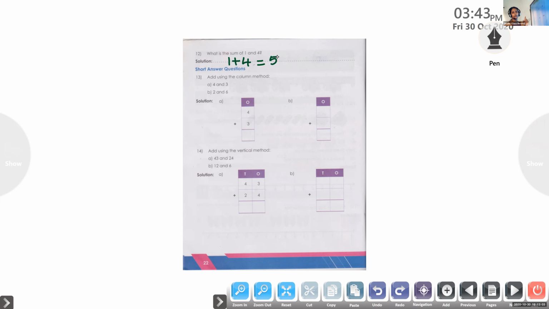4 and 3 both are one-digit numbers. So the place is ones, and below 4 we can see 3. So what is the answer to 4 plus 3? Nived, what is the answer? 4 in the mind, 3 on the fingers. So 4 plus 3 is equal to 7. Very good.